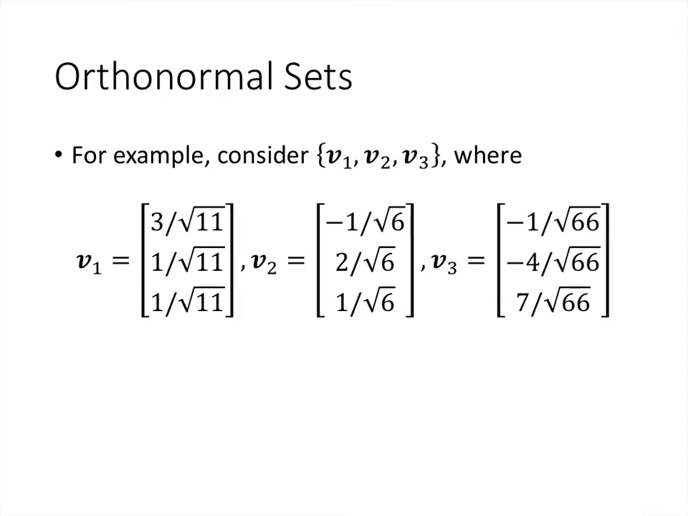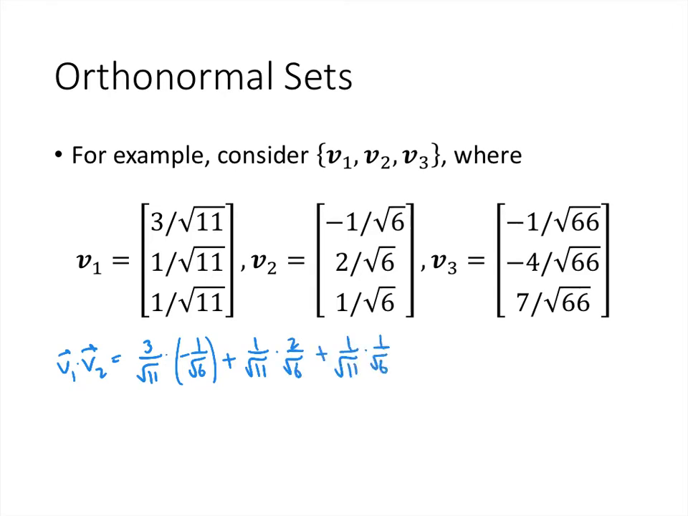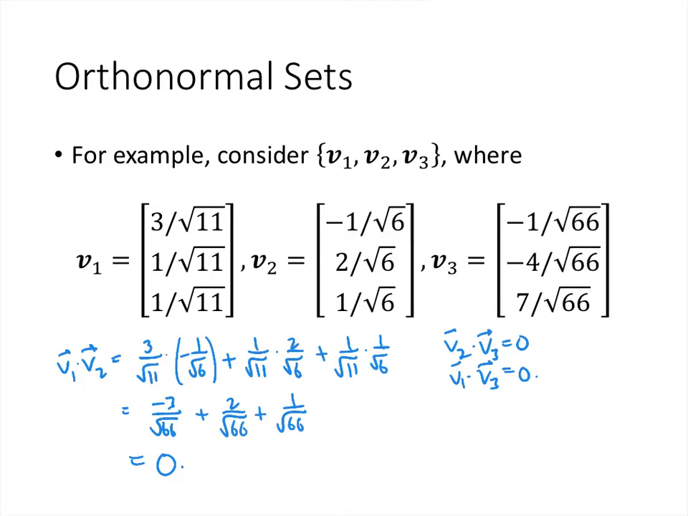Here's a less obvious example. For us to prove that this is an orthonormal set, we have to do several things. First of all, we have to show that every pair of distinct vectors in this set are orthogonal. So for example, we need to show that v1 dot v2 is 0. In this case, v1 dot v2 is 3 over the square root of 11 times negative 1 over the square root of 6, plus 1 over the square root of 11 times 2 over the square root of 6, plus 1 over the square root of 11 times 1 over the square root of 6. This works out to be negative 3 over the square root of 66, plus 2 over the square root of 66, plus 1 over the square root of 66, and that works out to be 0. Similarly, it turns out, I'll let you check this on your own, that v2 dot v3 is 0, and v1 dot v3 is also 0. That much shows that this is an orthogonal set of vectors.